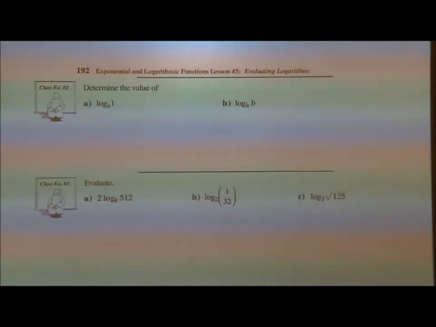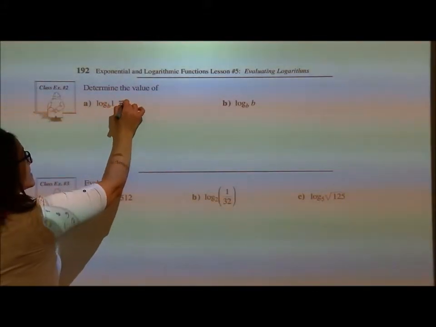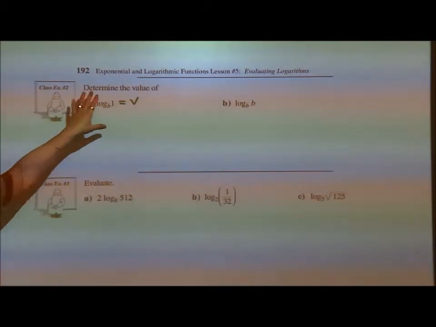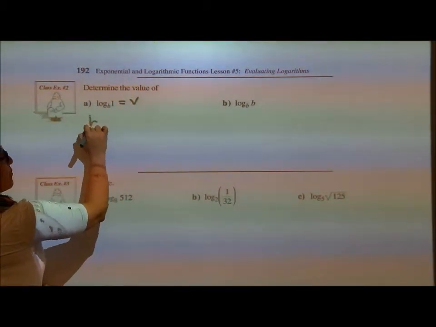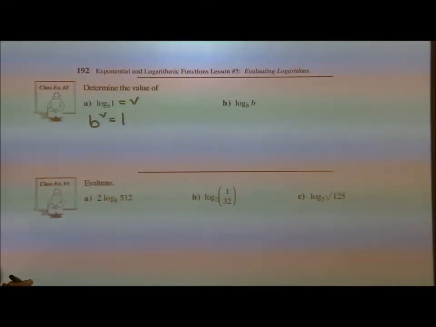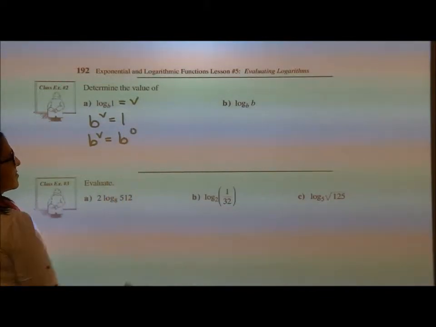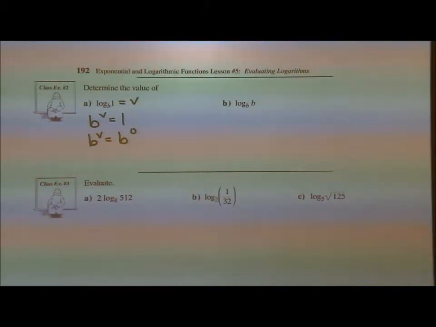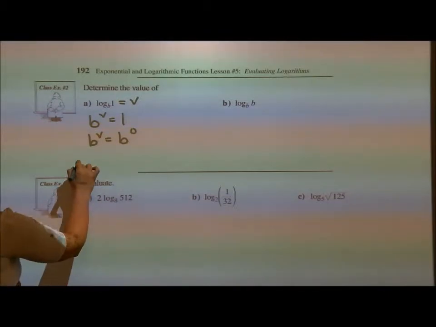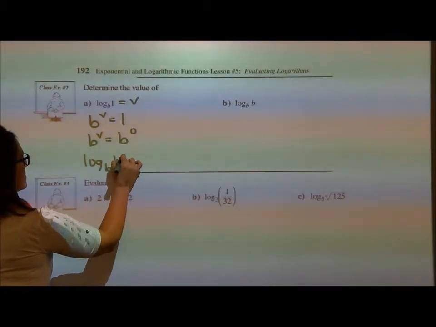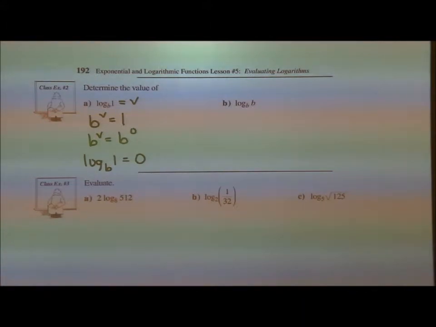And we repeat them in class example number 2. Only now we're not looking at log base 7 or log base 6 or log base 12. It's log base b. So if I follow the exact same steps, let this be equal to v. I get b to the power of v equals 1. And then if I use common bases, there's my b to the power of 0. So then we have that log base b of 1 would then be equal to 0.